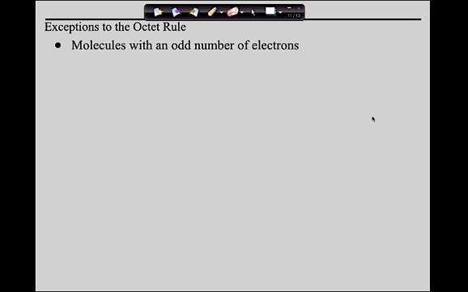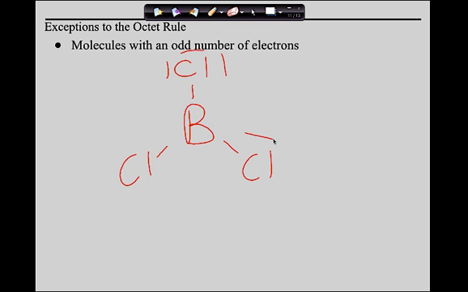So guys, here's what you need to know. We are now going to run into a lot of the weirdness with molecular structures. First of all, you're going to see some molecules that violate the Octet Rule because they have an odd number of electrons. An example of this would actually be boron trichloride. Guys, this molecule exists. Boron trichloride exists. What's the problem with boron trichloride?